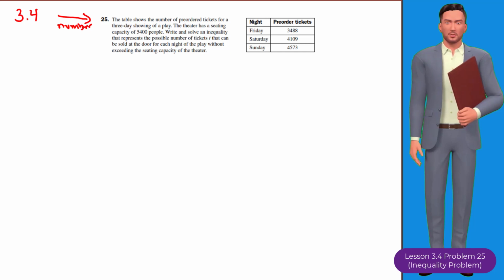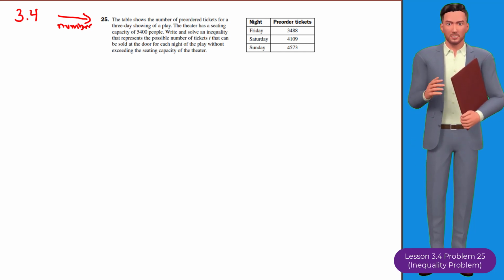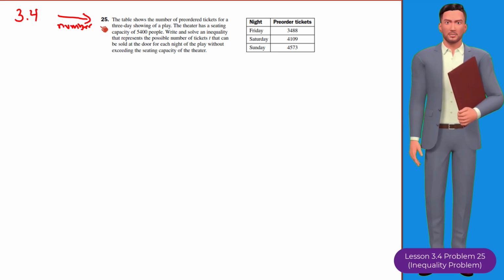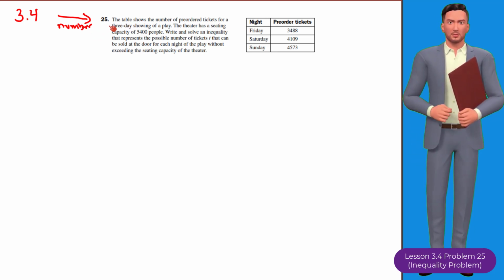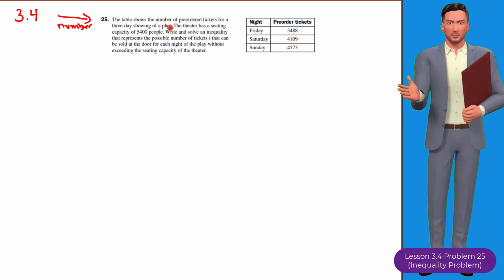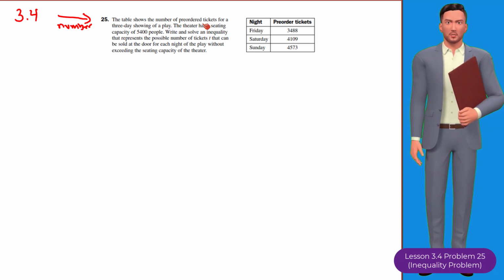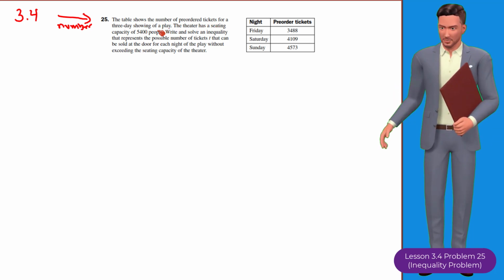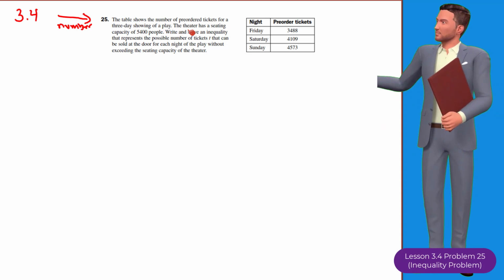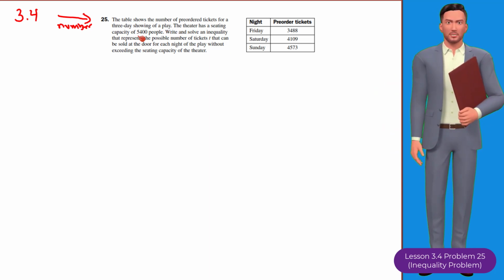This is going to be problem 3.4, our story problem, number 25. Here we have a table with some information, so let's first read out our problem. The table shows the number of pre-ordered tickets for a 3-day showing of a play. The theater has a seating capacity of 5,400 people.